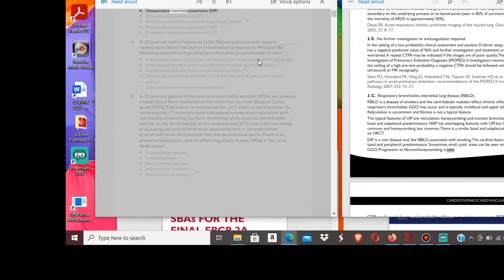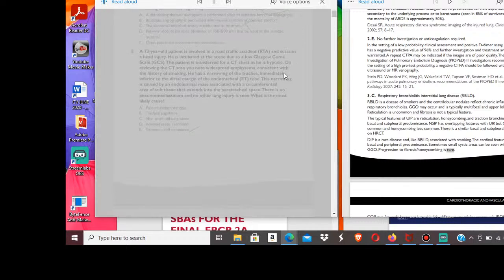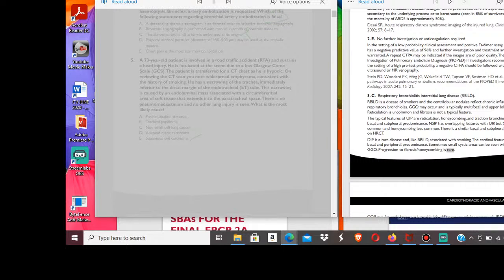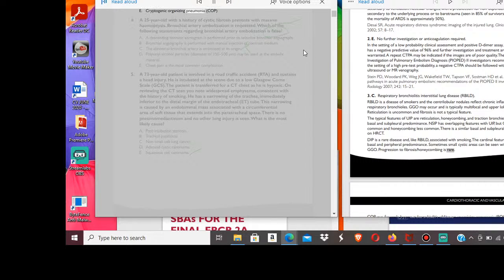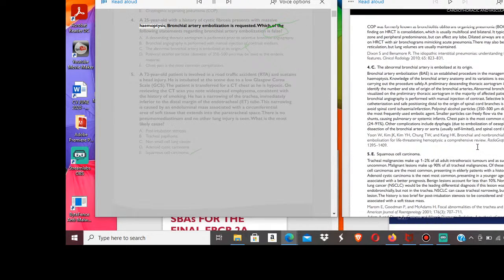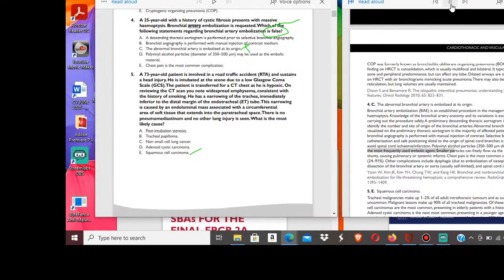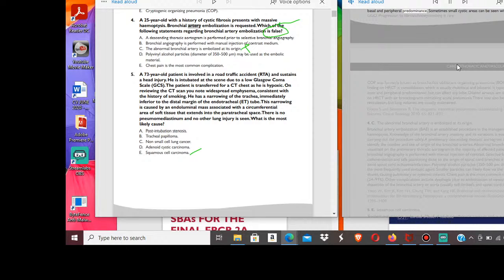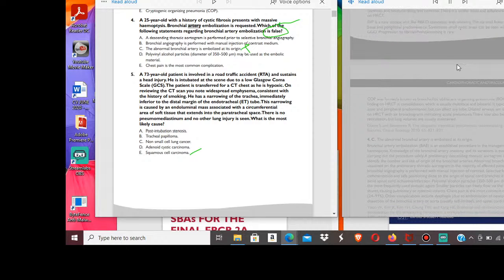A. Desquamative interstitial pneumonia, DIP. E. Cryptogenic organizing pneumonia, COP. A 25-year-old with a history of cystic fibrosis presents with massive hemoptysis. Bronchial artery, basal and peripheral predominance. Sometimes small cystic areas can be seen within the areas of GGO. Progression to fibrosis/honeycombing is rare.